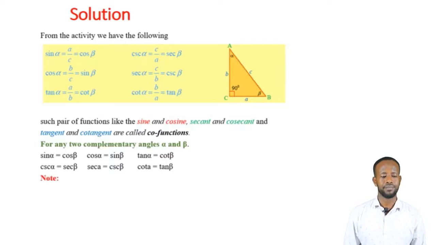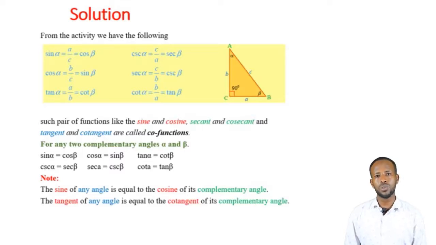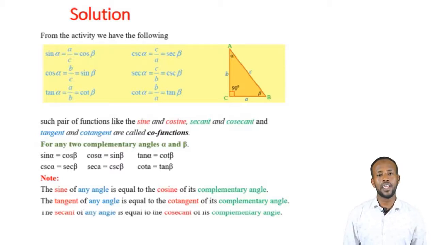Note here. The sine of any angle is equal to the cosine of its complementary angle. Take care here. Sine is equal to cos of any angle? No. Only if they are complementary angles. The tangent of any angle is equal to the cotangent of its complementary angle. That means if I say tan of 70 degrees, it will be equal to what? Cot of 20 degrees only, not the cot of any angle. It will be only cot of 20 degrees. The secant of any angle is equal to the cosecant of its complementary angle.